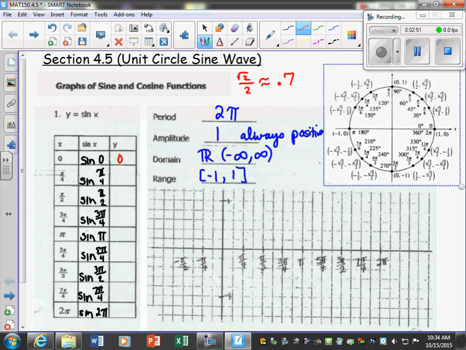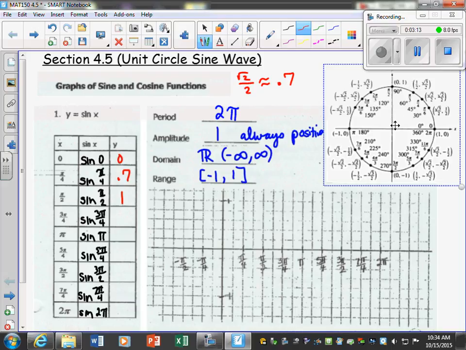So we're going to do these as decimals because it's a lot easier to graph that decimal than it is to try to graph square root of 2 over 2. So let's just say 0.7. Alright, now let's continue on. What's the sine of pi over 2? We come over here. Sine of pi over 2 is 1.